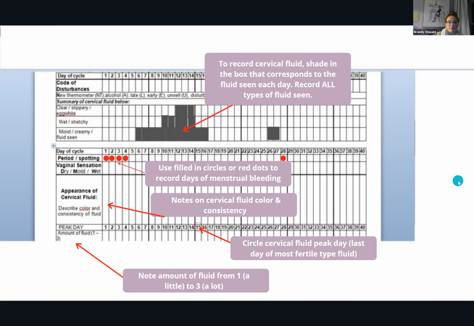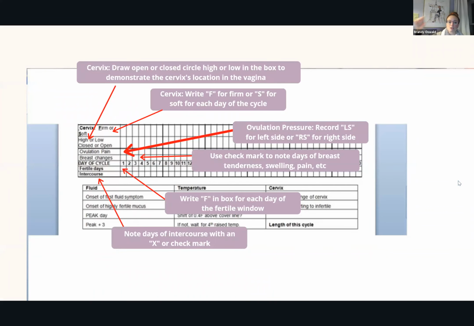Cool. And then we come to the bottom, cervix, which is totally optional. You don't have to track it if you choose to. In the top line, you write an F or an S for firm or soft. And then below it, high or low, closed or open. You can do HL, CO, use the first letters as code, or super fun.